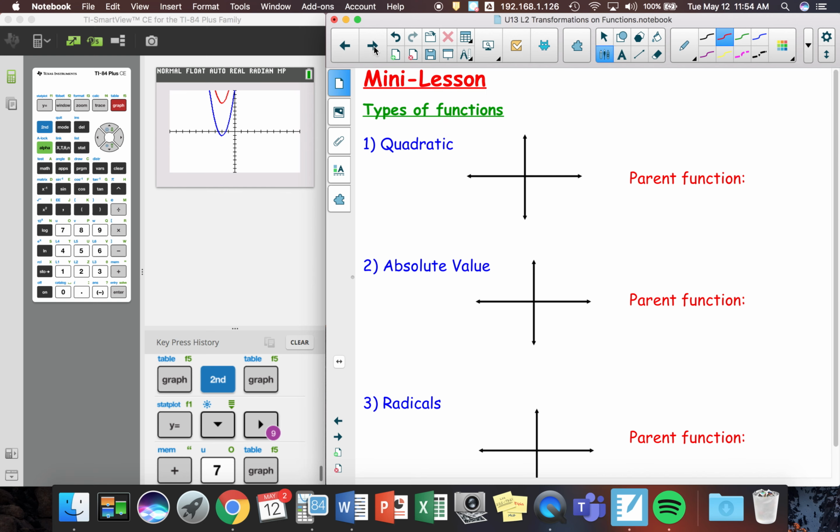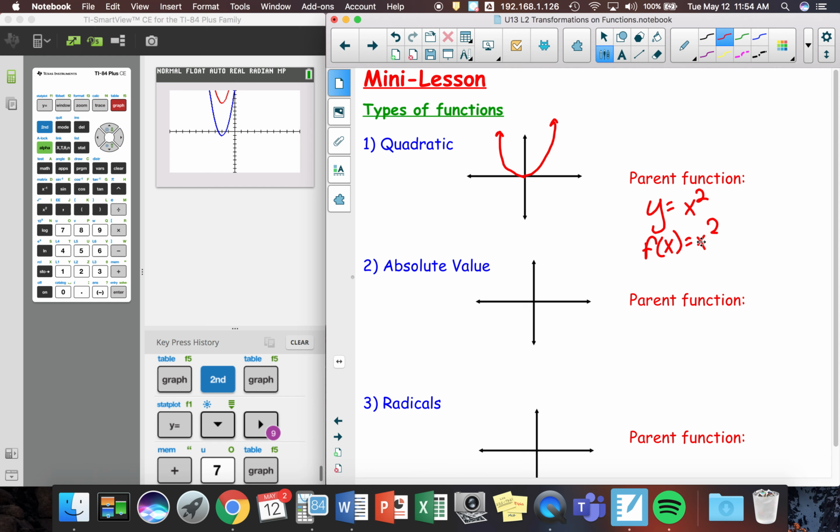Okay, so now let's talk about different types of functions that we've learned. The first one is called a quadratic function. A quadratic function looks like this. We have a U shape. Not too bad. The U shape, and the parent function is just y equals x squared. You can also see it as f of x equals x squared. Remember, they're exactly the same thing.